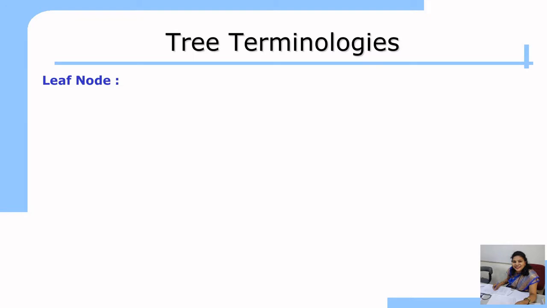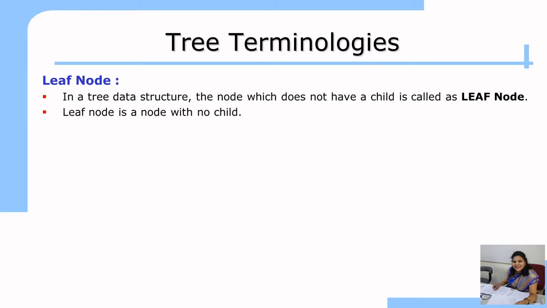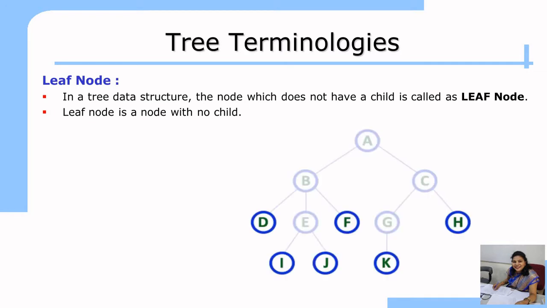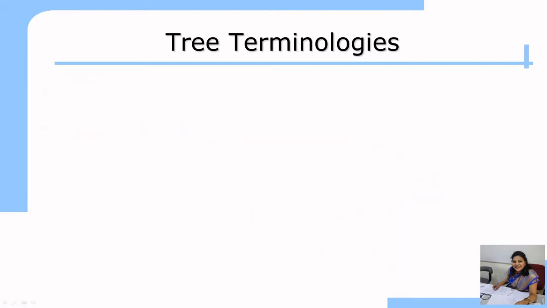Next terminology is the leaf node. In tree data structure, a node which does not have a child is called a leaf node. A leaf node is a node with no child. It is also known as a terminal node. So in this tree, D, I, J, F, K, H are the leaf nodes because they don't have children. You can see that D doesn't have children. I, J, F, K and H have 0 children, meaning no children. So these are the leaf nodes.